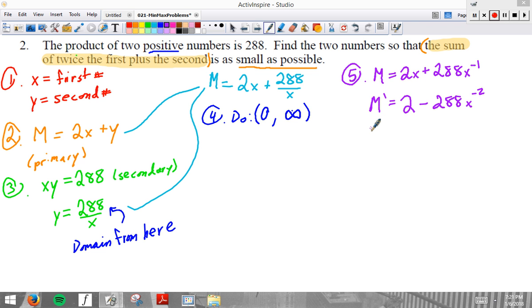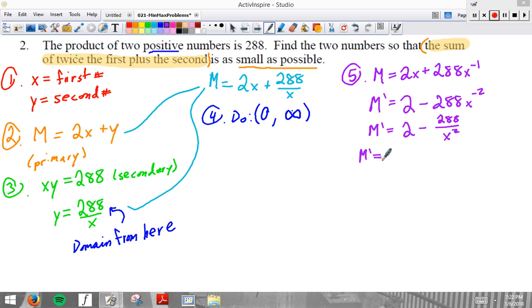Since we actually want to use this to find critical numbers, I will rewrite again, saying that's 2 minus, and now I'm reversing the process. I'm rewriting this so that I don't have a negative exponent, 288 divided by x squared. A common algebra error is to try to divide this 2 by x squared also. The x is only attached to the 288. Please make sure you reflect that here.